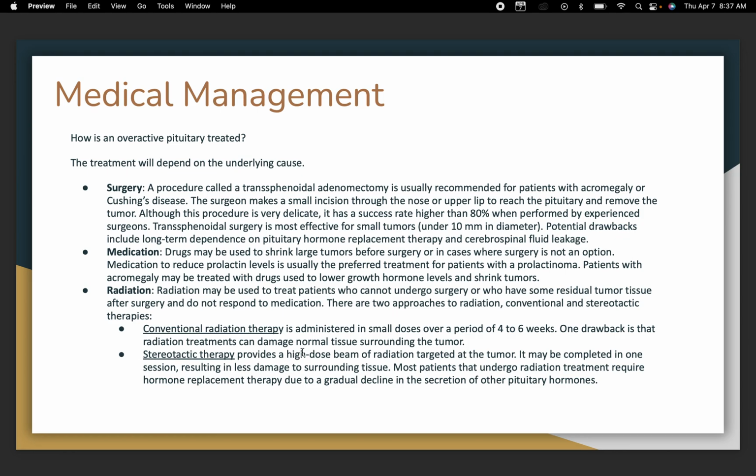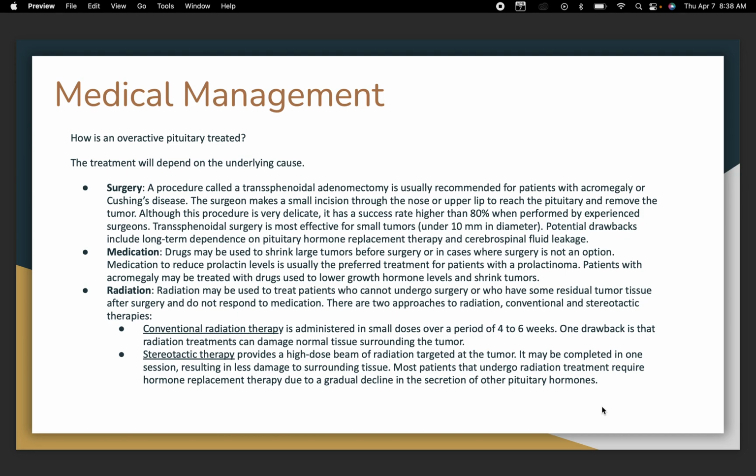Stereotactic therapy provides a high-dose beam of radiation targeted at the tumor. It may be completed in one session, resulting in less damage to the surrounding tissue. Most patients that undergo radiation treatment require hormone replacement therapy due to a gradual decline in the secretion of other pituitary hormones.